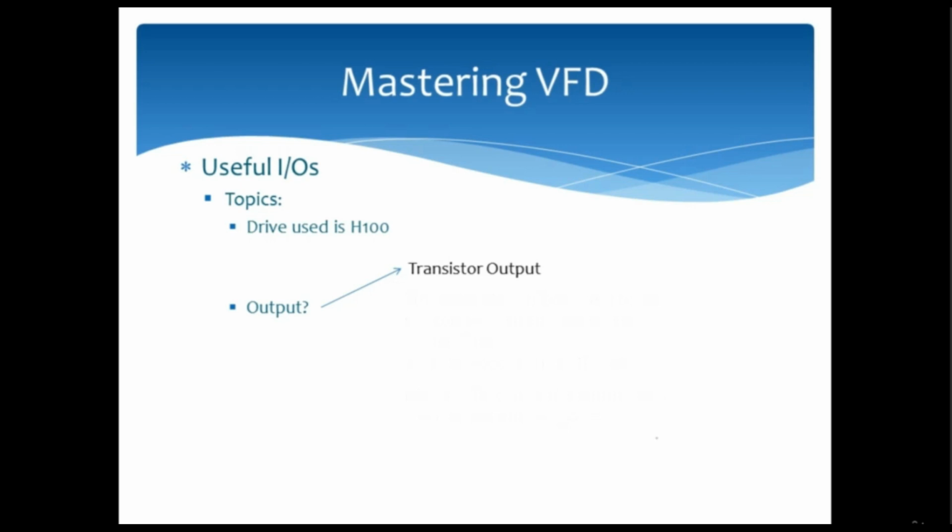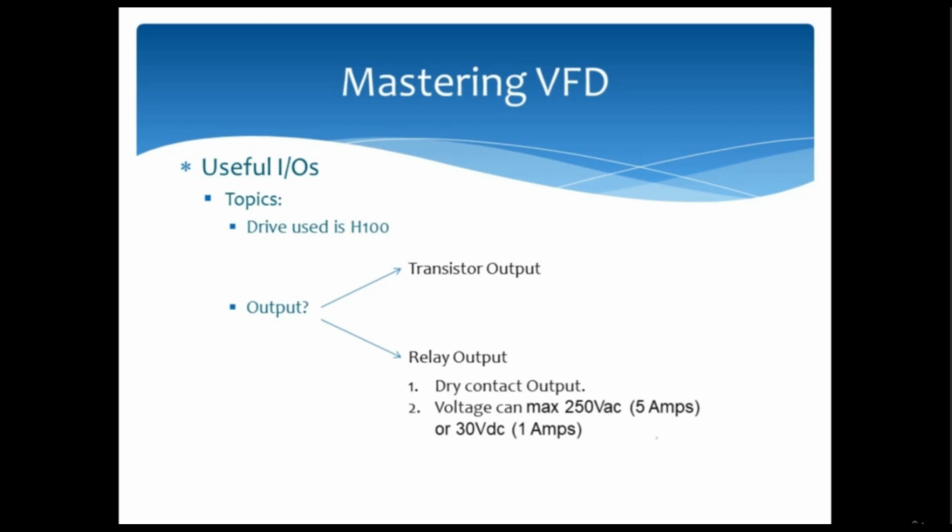Second type of discrete output is relay. It is a dry contact only, which means it is just free for any voltage. However, maximum suggested is 250 volt AC or 30 volt DC. And by the way, the relay has more current carrying capacity.